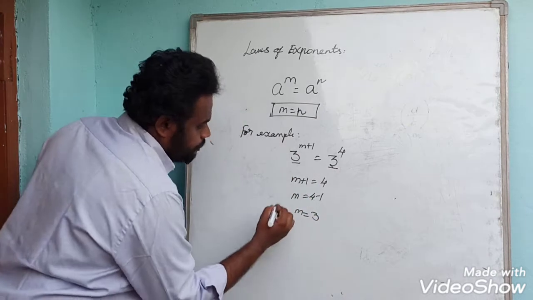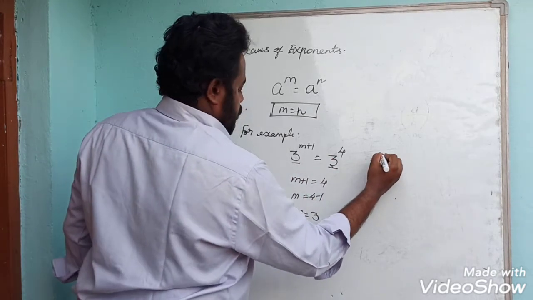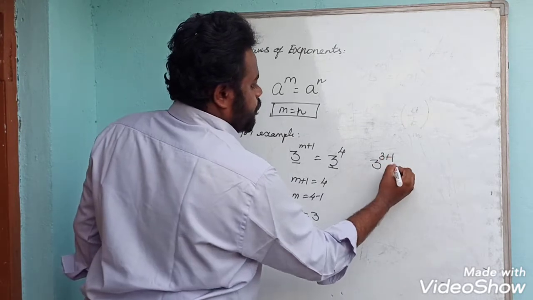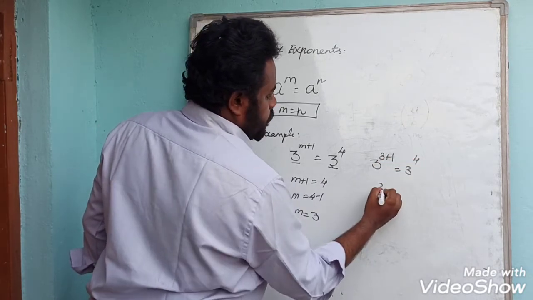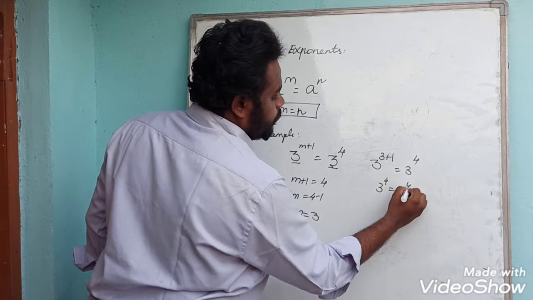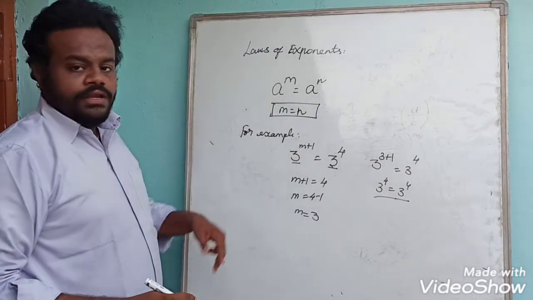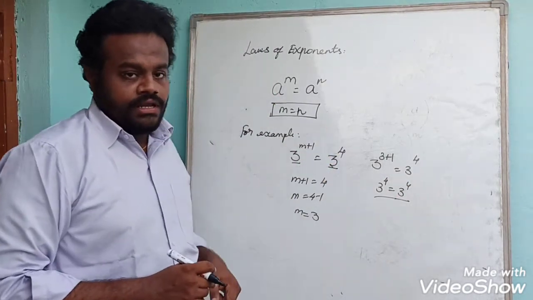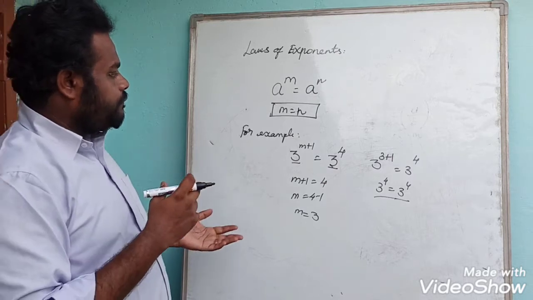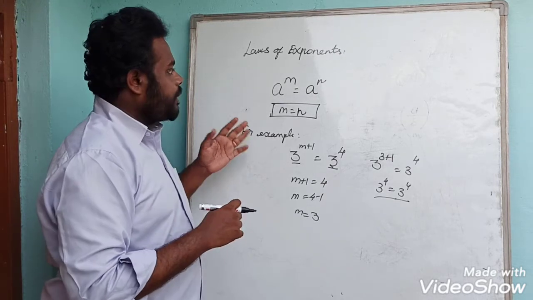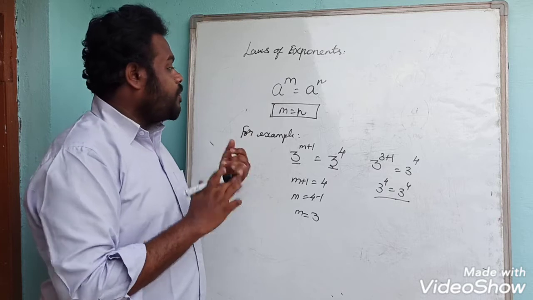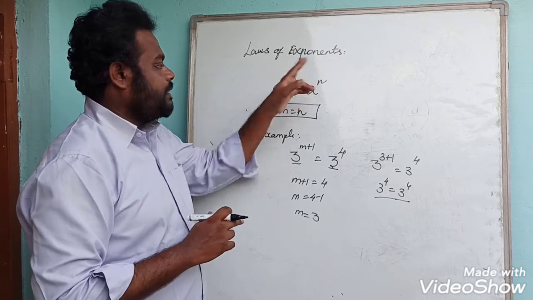Now we see 3 to the power 3 plus 1 is equal to 3 to the power 4. So 3 to the power 4 equals 3 to the power 4. The bases are equal, so obviously the powers are equal. Next we move on to how to find out a greater and a smaller value using exponents.